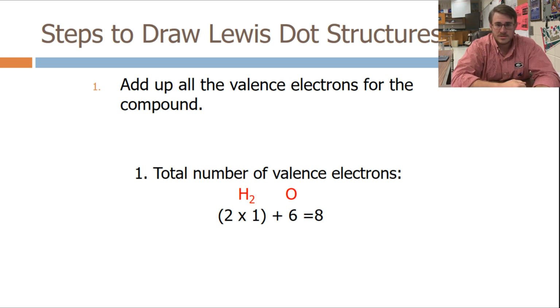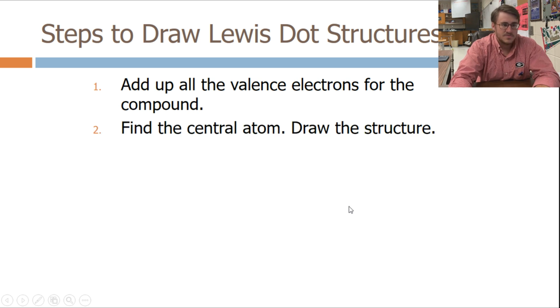You've got to know the valence electron amount for every element involved, and you need to be able to add them up. H's are 1 each. There are 2 of them. 6 per oxygen. There's 1 of it. It adds up to 8.